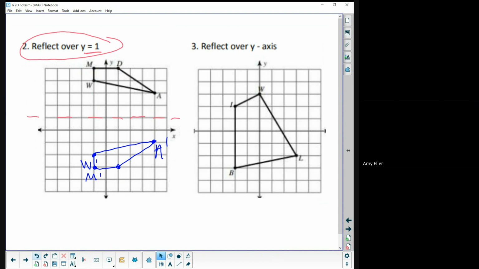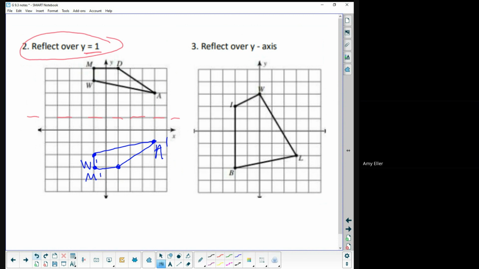Yesterday when we did translations, do you remember that everybody walked the same amount? Like if the band moved to the left 2 and down 4, every person in the band went left 2 and down 4. Does every person move the same in a reflection?